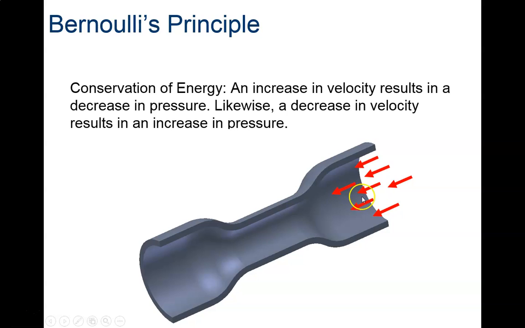So Bernoulli's principle basically says that when the fluid speeds up, the pressure it exerts decreases. So when the fluid goes into this restriction, it's going to speed up. It's going to increase speed because the area is going to go down, which is going to cause the velocity to go up. The pressure on these walls is actually going to be less than the pressure on these walls.